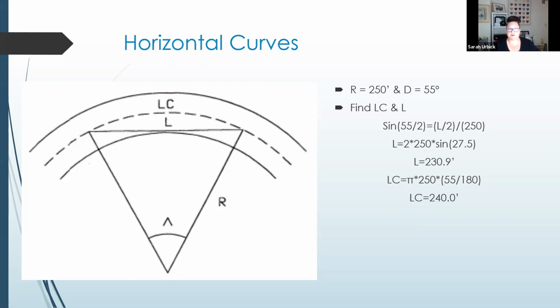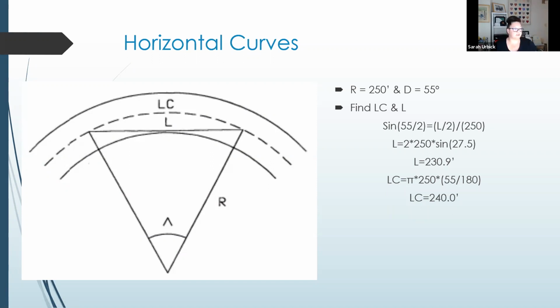We're given that the radius is 250 feet. Our angle is 55 degrees. How far around that circle do we need to go? What's the shortcut? How do we find that? Drop a perpendicular, which bisects this angle here. Use trigonometry, solve for L, which is going to be 1/2 of this length if we drop that perpendicular. So we have our opposite, we have our hypotenuse. Solving for that, we get that this whole length here is 230.9 feet.